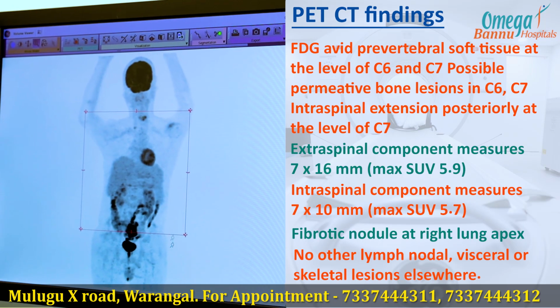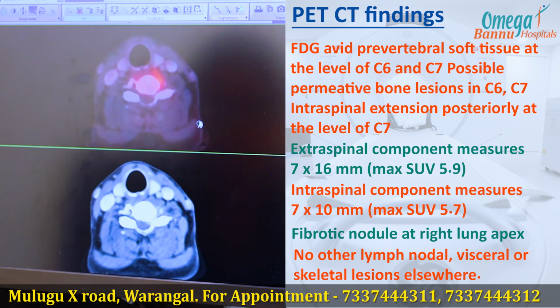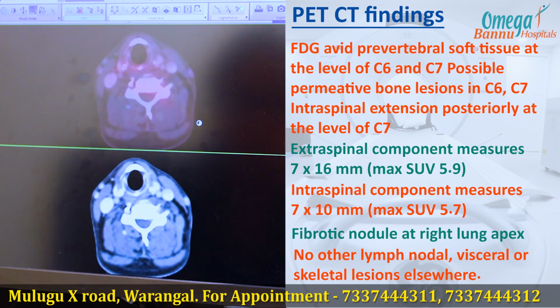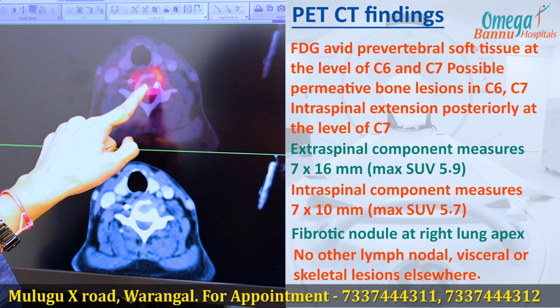This is a whole body MIP image of this patient which shows physiological tracer uptake in the brain, heart, liver and spleen, kidneys, urinary bladder, and the heterogeneously seen tracer uptake in the bowel loops. It might be non-specific or seen in diabetics also. Apart from these, we see some tracer uptake in the neck region over here and apex of right lung as well as left shoulder.